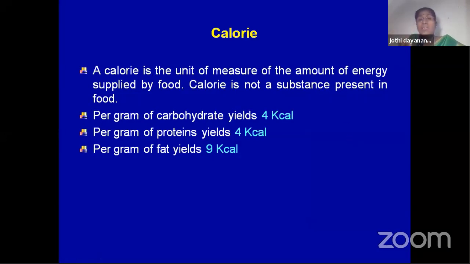You have to understand how. When you take one spoon of carbohydrate, say rice, bajra, jowar, chapati, wheat, whatever, 1 gram of carbohydrate gives 4 kilocalories. And when you take 1 gram of protein, say dal, sundal, chana, or non-veg or egg, per gram of protein will give you 4 kilocalories.